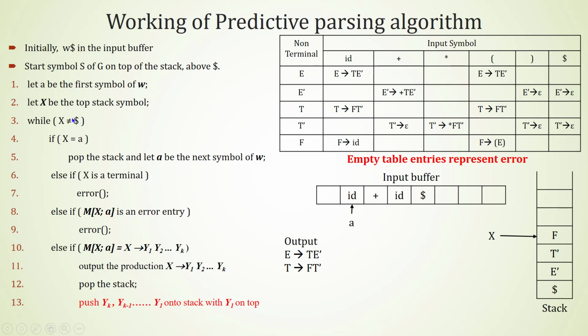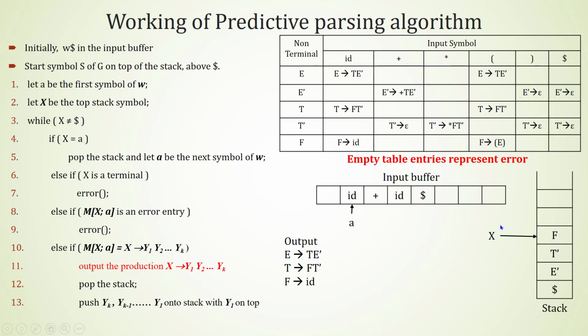Again, this while condition will be checked. X is not equal to $. So this if X equal to A will be checked. X is F, A is id, so this is false. X is not a terminal, so this will not be executed. If M[X, A] is an error entry: here X is F, A is id. The F, id cell is not empty. So this will execute, output the production. So F gives id is printed as output.